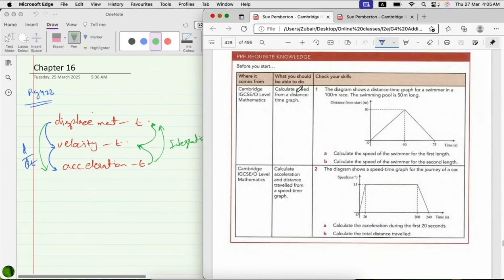Calculate speed from a distance time graph. So we are talking about the first one. From a distance time graph, we differentiate to get the velocity. So if I'm looking at the graph, I'm covering 50 meters in 40 seconds. So speed is distance over time, 50 divided by 40. The gradient of this first part is y over x, 50 over 40.